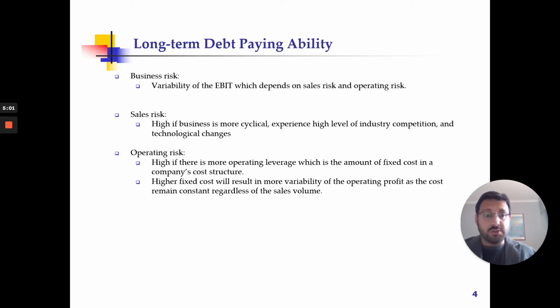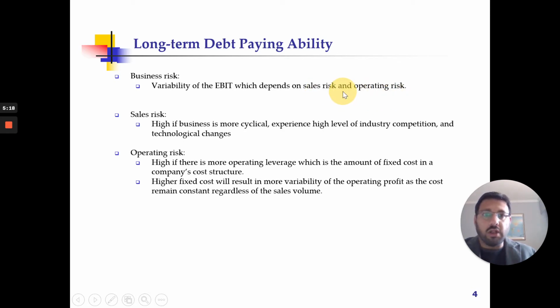So these two are tied with the business risk, and business risk is formally defined as the variability of the EBIT, which depends on the sales risk and the operating risk.